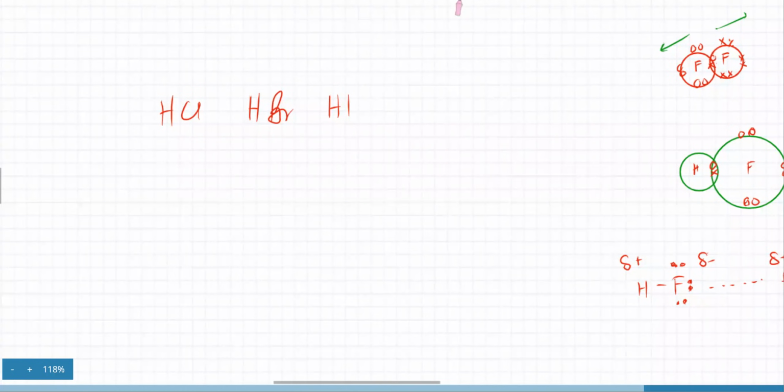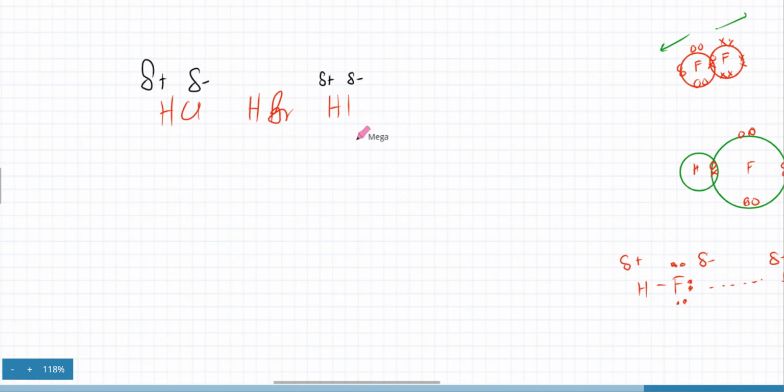Okay, so this is what I'm talking about: HCl, HBr, and HI. In the case of HCl, the dipole is very strong. The H is very strongly positive, and the Cl has a very strong partial negative charge. But HI has a very weak dipole. It's not that positive, and I is not that partial negative. But even then, this one has the greater melting point.